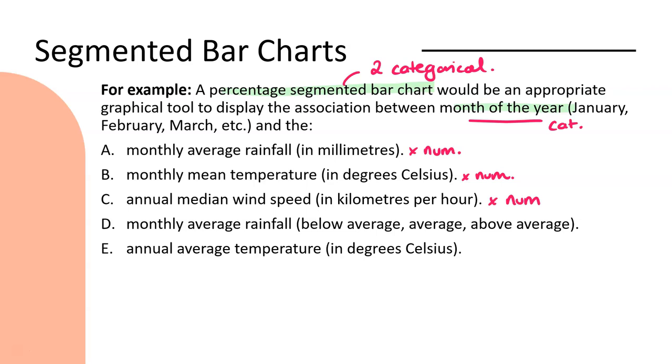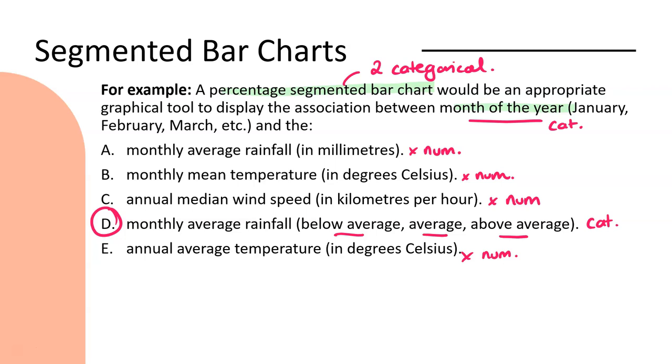The monthly average rainfall, but this time given as below average, average and above average, that is categorical. So it's been split into particular groups. We can select a group or a response group rather than measuring a value. And to double check and make sure, E, the annual average temperature in degrees Celsius, no, that is numerical. So that means our answer there, the best option is D, the only other categorical variable given.